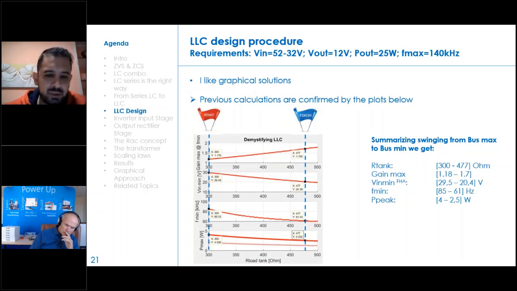The fourth plot instead suggests the peak power reached with our tank, taking into account the voltage requirements. So we get a peak power of our tank that is 4 watts, and the peak power minimum that is 2.5 watts. As calculated, it's the same we have calculated in the previous slide. It's the same. It's just a summary table.